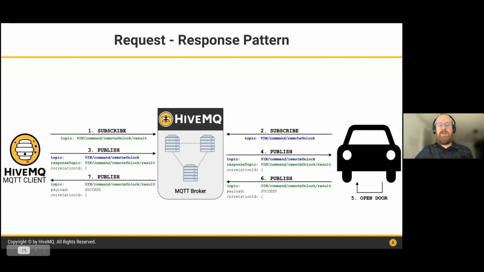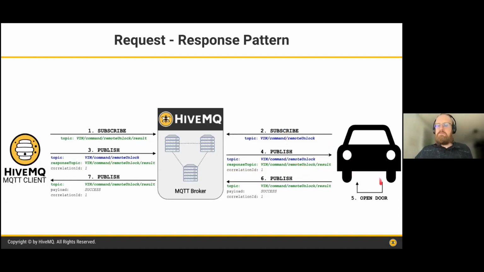First off, the client that is sending the command subscribes to the result topic. The car also subscribes to the remote unlock command topic, because it knows that on this topic it expects to receive commands, in particular the remote unlock command. Now the client sends a publish on the remote unlock command topic, and it puts into the publish packet the response topic, the topic on which a response is expected. And of course, it also puts in a correlation ID, so that in case of multiple commands, you know which command the result refers to. Now the broker sends the publish with all the information we just talked about to the car, because the car is subscribed.